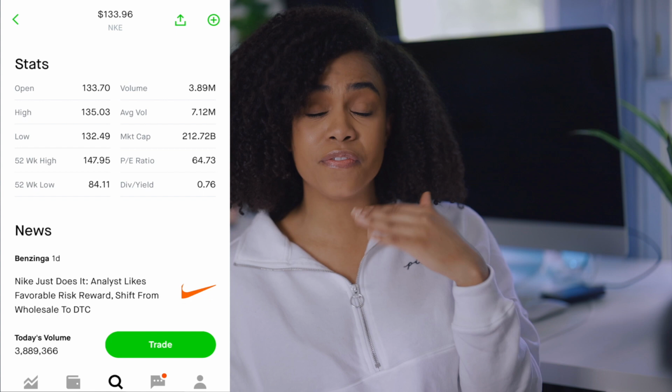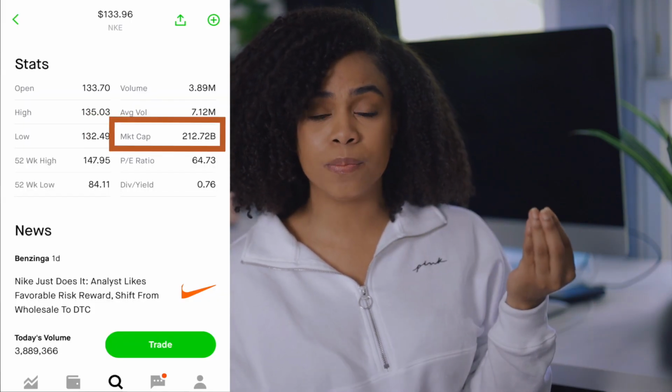This information is very helpful if you want to see if you're getting into the stock at a good price or not. If you see it's at the highest it's ever been, maybe it's not really a good time to get in that stock at that point because you're not really getting it for a good price. Just something to consider.